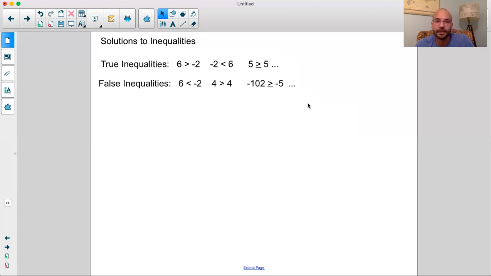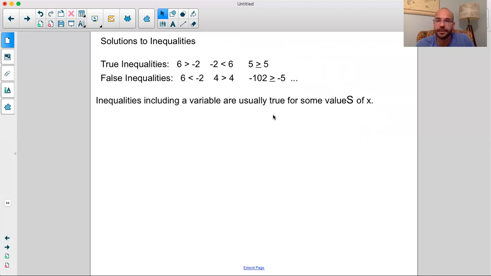And we saw false inequalities too. We covered all the weird cases where 4 greater than 4 somehow is false. Okay, it's because it's telling me they're unequal. We handled this one here where this big looking number like 102, well, actually a negative 102 is more negative. So this is a false inequality. So we really know what true and false inequalities are when there's no variables.